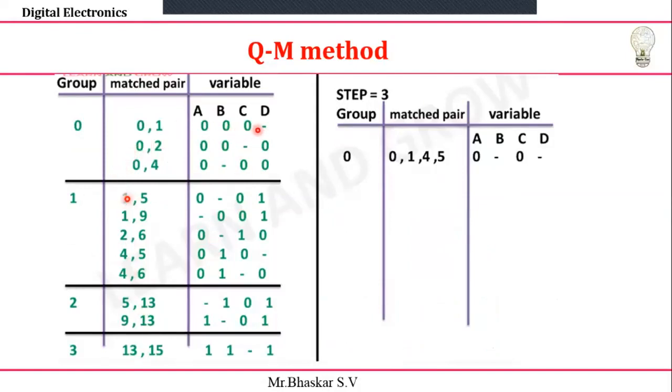I'll take 0 0 0 1, this dash. Just check it out, particular column, anywhere it is there. So 0 1 with respect to 4 and 5, you just check it out. It's an easy method, 4 and 5, just check it out. Okay, this it is same.